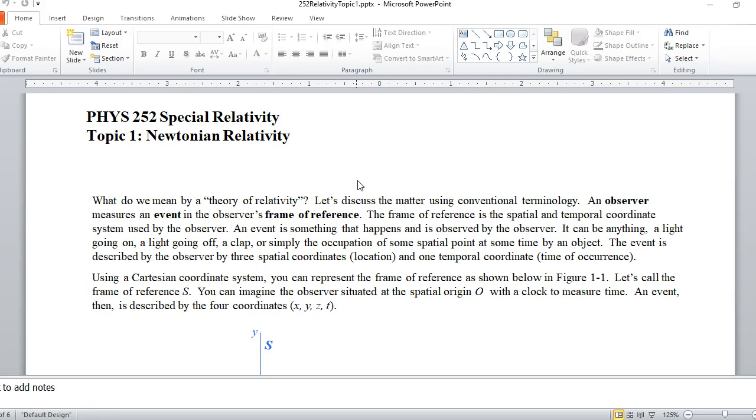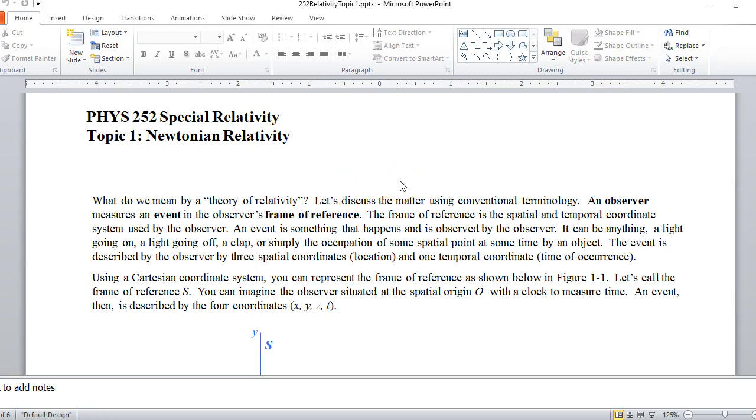And if the two observers are at rest with respect to each other, then that's a pretty trivial case. Everything looks the same. But when one observer is moving relative to another observer, that's when you're going to need a relativity theory to relate the physics of both observers.